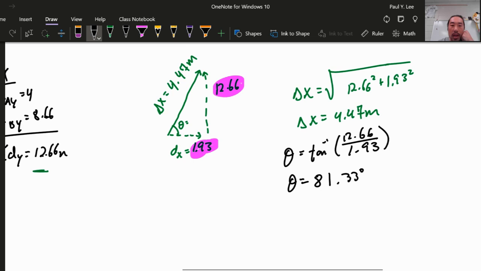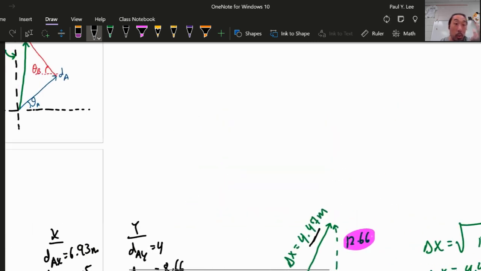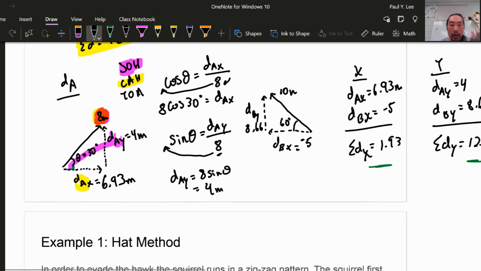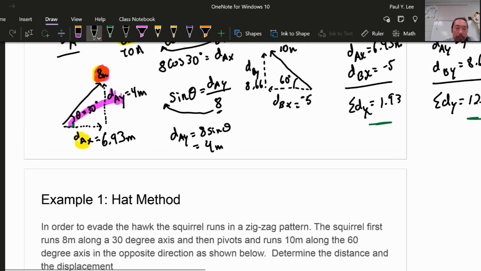So what that means is instead of doing a zigzag pattern, if the squirrel just ran 4.47 meters at an 81.33 degree angle, the squirrel would have ended up in the same spot. But the squirrel's trying to evade the hawk. All right. Now let's use the hat method. Luckily, the hat method takes into account all the math that we previously did. And so it really depends on which method you like. I like using both methods, but let's try this.